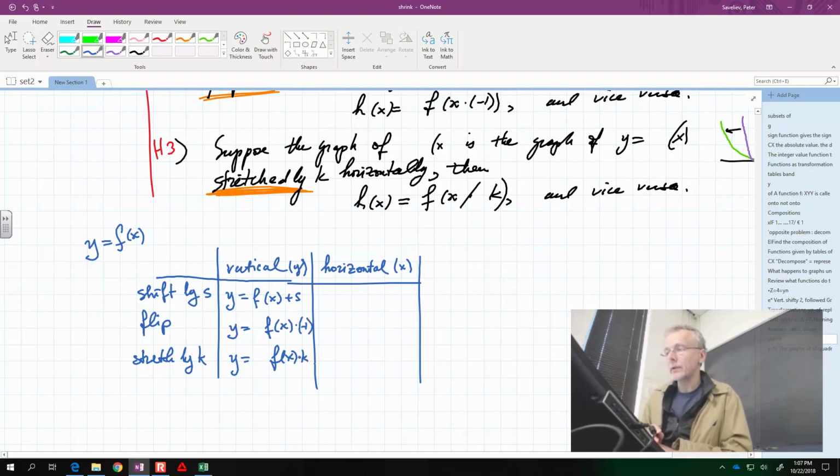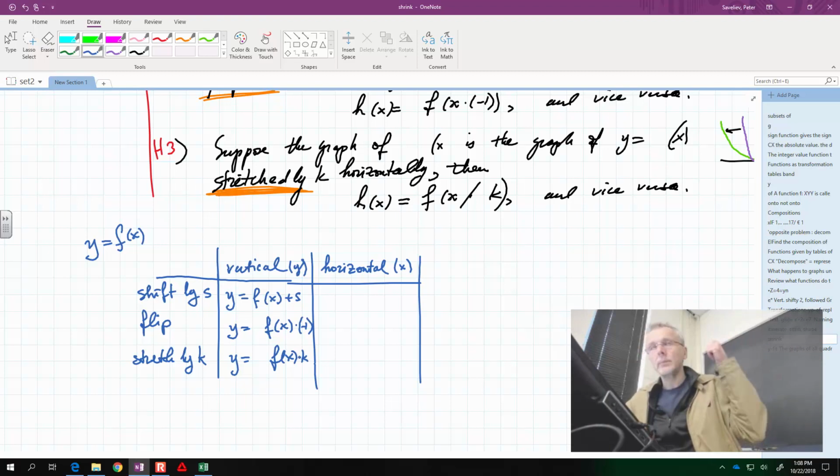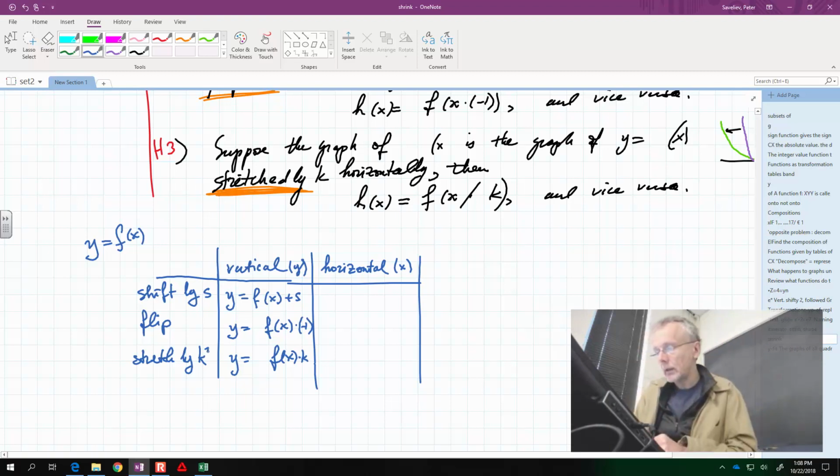Okay, so this is how the transformation that does something to y, to the y-axis. What does it do to the function algebraically? Add s, multiply by -1, multiply by k. K being a positive number. Okay. Now the horizontal, everything is the opposite. So y is equal to, you can see how the formula is different. x minus s. So first of all, everything is inside the parentheses.